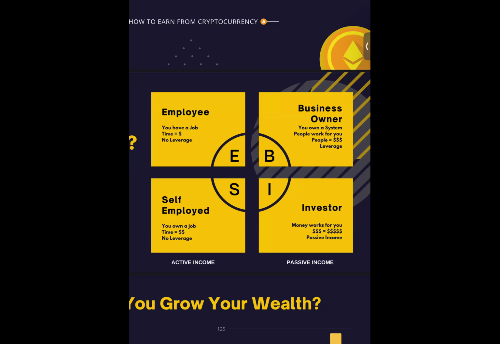So under the employee quadrant, there is no leverage. It means if you don't go to work, no money. You don't show up for work, you are not paid. And that is understandable. Now let us look at the second part of the quadrant, which is the self-employed.